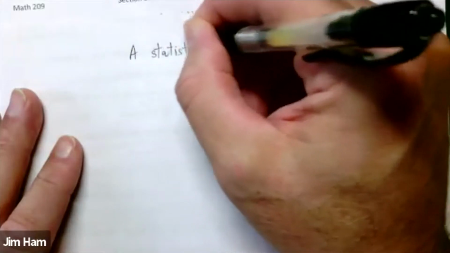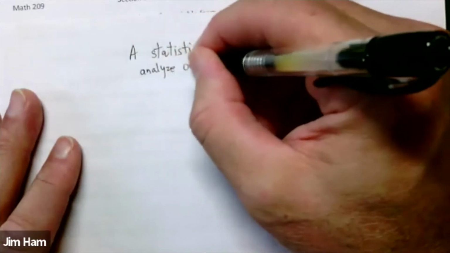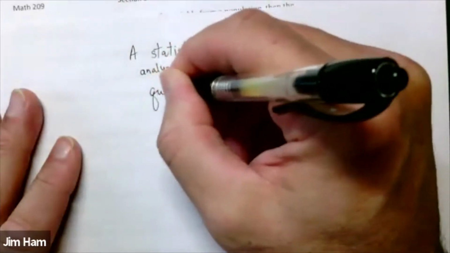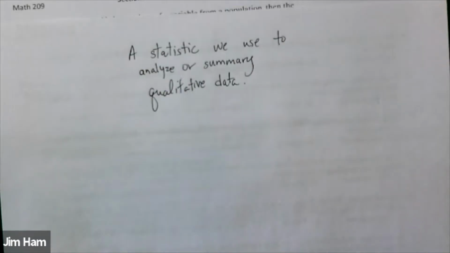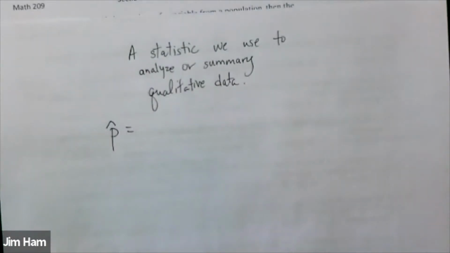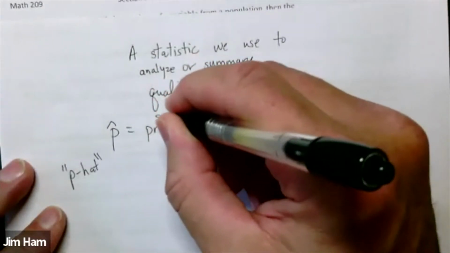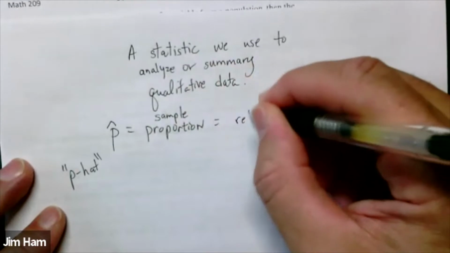A statistic we use to analyze or summarize qualitative data. And that's not what this section is about, but here it is. The variable that we use is p with a little hat on top of it. We call it p hat. It's known as the sample proportion, also known as the relative frequency.